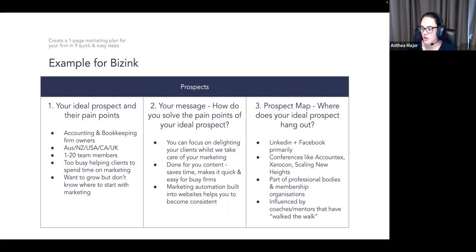How do you start to solve the pain points of your ideal prospect? This is like your messaging. You don't have to have your message dialed just to fill in those marketing plan. Just start to note stuff down. Ours has come about after years and years of refining too, so don't stress too much.